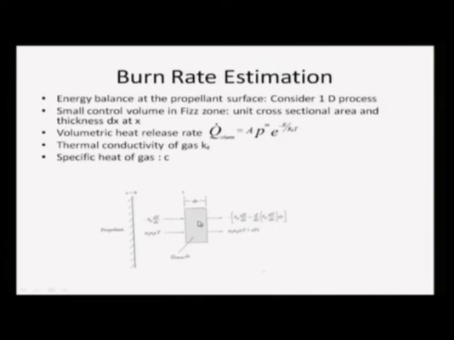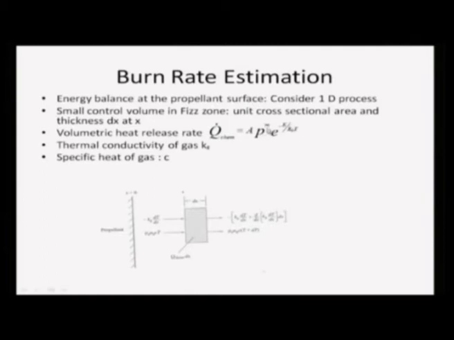As the burning takes place, there is some amount of heat that will be released. This heat release is given here by Q dot chem. This is the heat released by the combustion process. It is given by A p to the power m e to the power minus E by R naught T. This comes from Arrhenius law, which represents the rate, and then this represents the magnitude of the heat release. So, this is the total heat release rate that will come out from this expression.